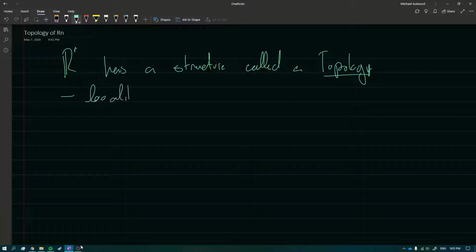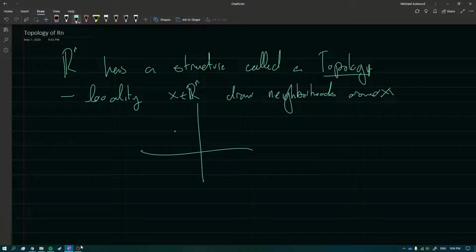Locality means that if you have some point x in Rn, you can draw neighborhoods around x. So if you have R2 and you pick a point, you can draw neighborhoods around this point and neighborhoods within neighborhoods, and there's some distance defined to the boundary of the neighborhood. You can check whether neighborhoods are connected or not, whether they have some kind of bridge connecting them or whether they're disconnected, and so on. So this is important, and this is what we're looking for here.